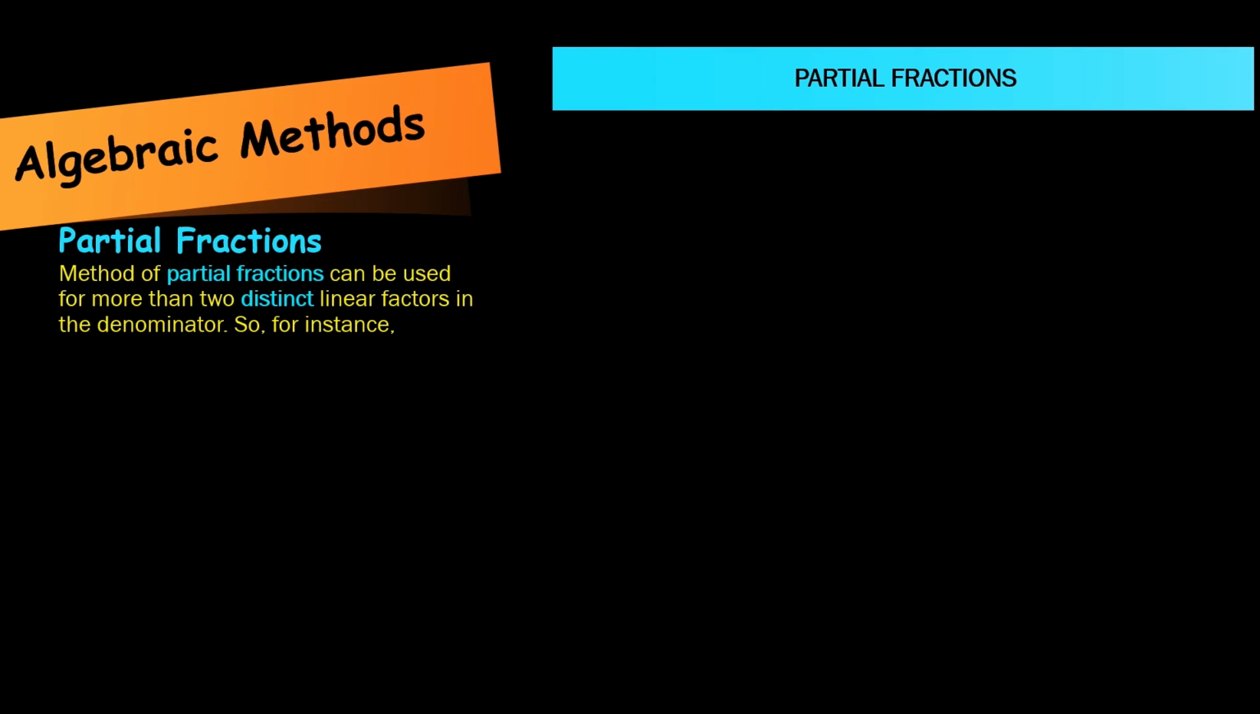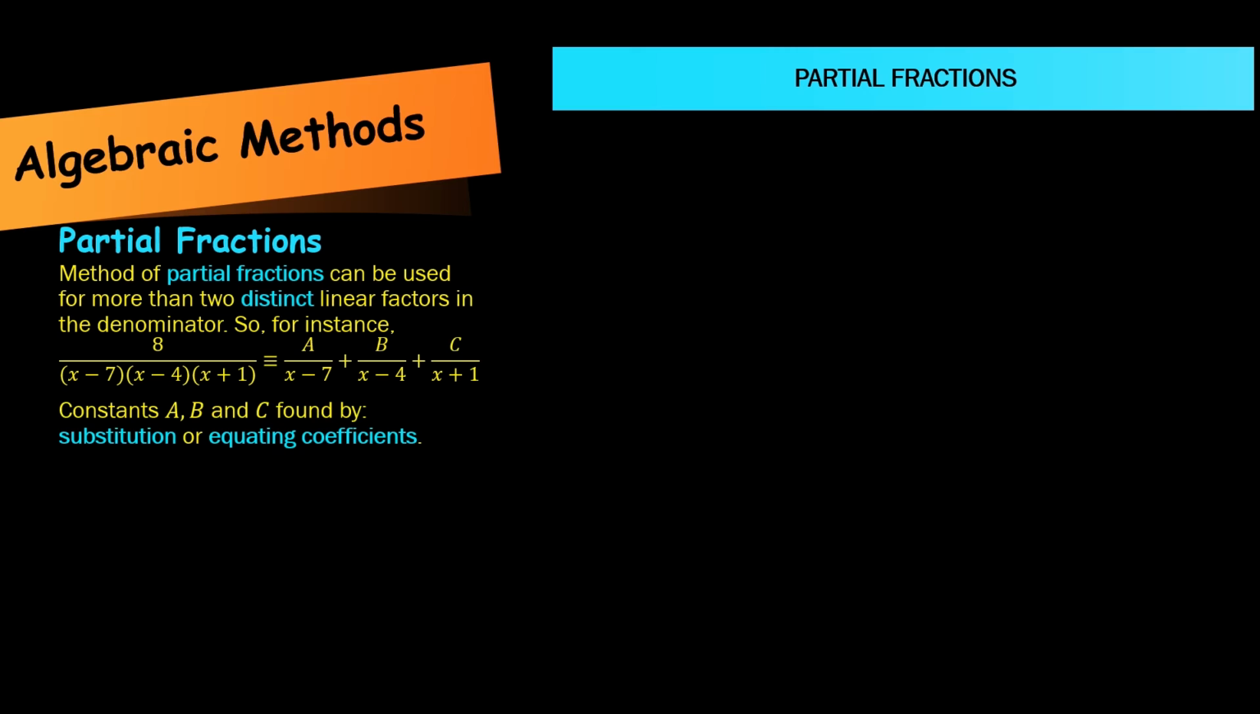The method of partial fractions can be used for more than 2 distinct linear factors in the denominator. So for instance, in the left-hand side, as you can see, we have 3 linear factors in the denominator, and therefore we can write this as a over x minus 7 plus b over x minus 4 plus c over x plus 1, where a, b and c are constants. And these can be found by either substitution or equating coefficients.